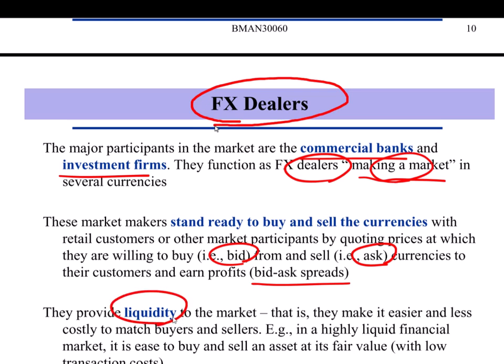So what is the meaning of liquidity in this context? Dealers make it easier and less costly to match buyers and sellers. So liquidity means if you want to buy or sell foreign currency, you can just go to the market. Always there are some dealers trying to make a deal with you. But they need some compensation for their trading activity. That's the bid-ask spread. I will provide more information later on.